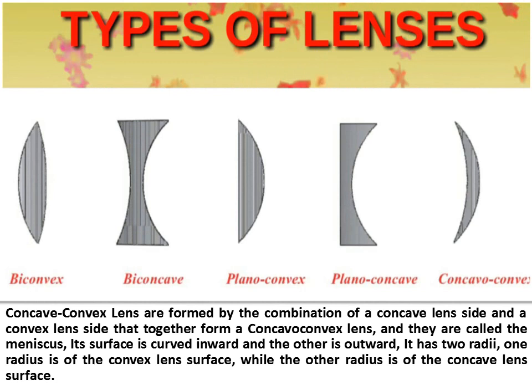Concave convex lenses are formed by the combination of a concave lens side and a convex lens side that together form a concave convex lens, and they are called the meniscus. Its surface is curved inward and the other is outward. It has two radii, one radius is of the convex lens surface, while the other radius is of the concave lens surface.